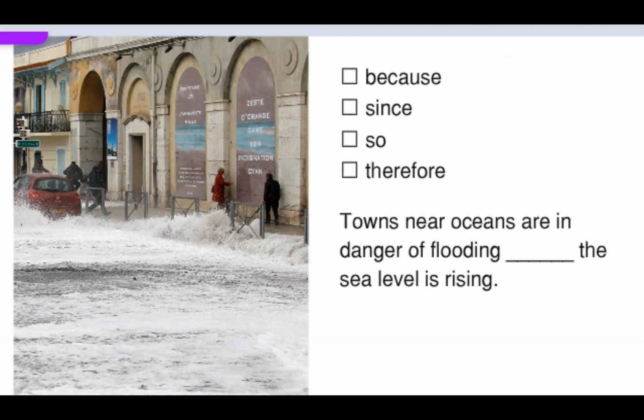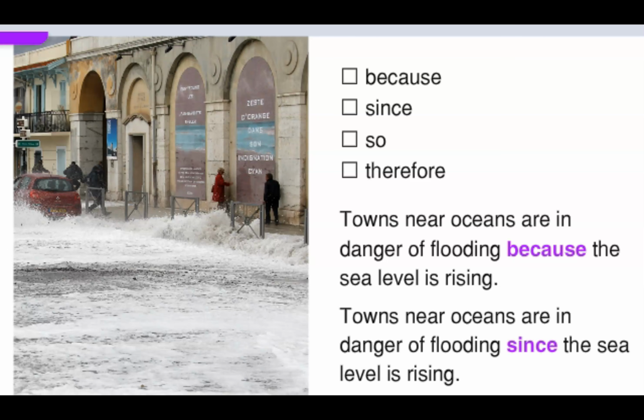Look at the picture and the four connectors. Read the sentence. Two of the connectors can be used to complete the cause, reason clause. Which two? Choose the first correct connector and read the sentence. Choose the second correct connector and read the sentence. Now listen to the sentences. Towns near oceans are in danger of flooding because the sea level is rising. Towns near oceans are in danger of flooding since the sea level is rising.